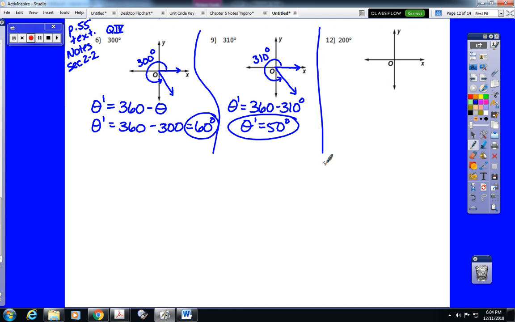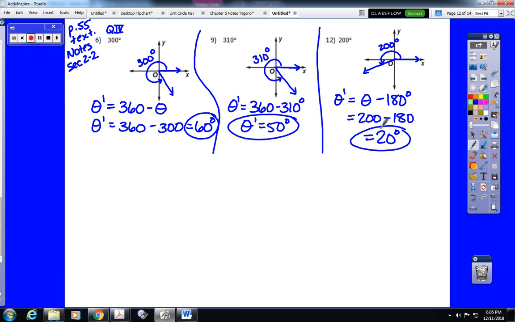And finally 200 degrees. Well, this is 180 and this is 270, so 200 is in quadrant 3. Again, it's all about the label, 200 degrees. The reference angle is in quadrant 3, which is where we are. The reference angle is the angle minus 180 degrees. So that would be 200 minus 180, or 20 degrees.